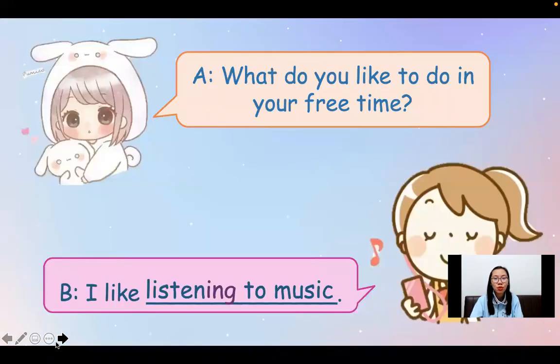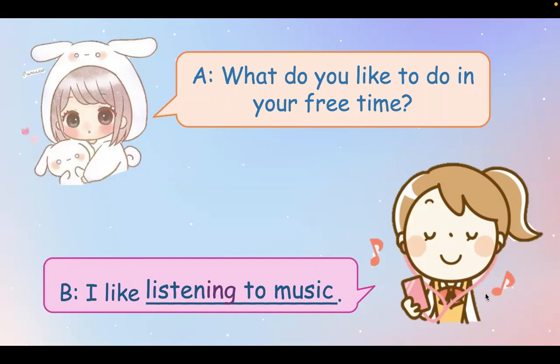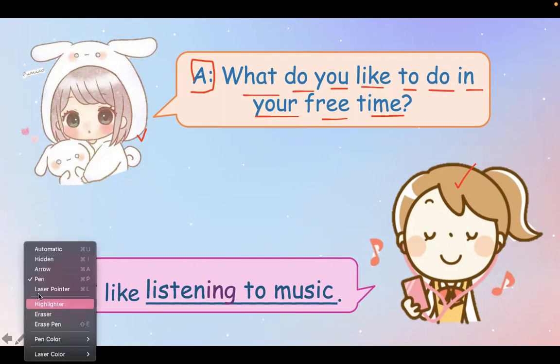Let's go to our sentences. Now we have two sentences here. We have A and then we have B. This is A and this is B. Now A will ask, what do you like to do in your free time? Again, everybody.